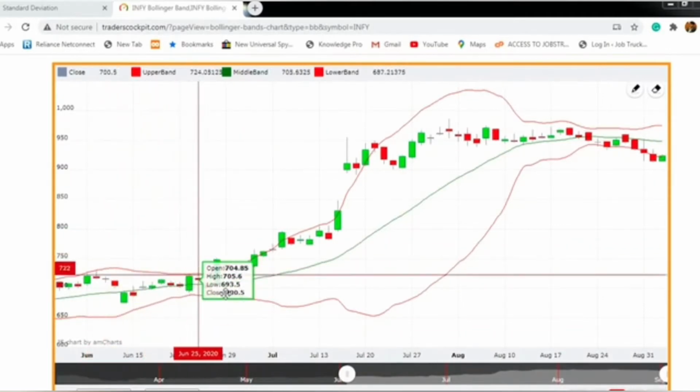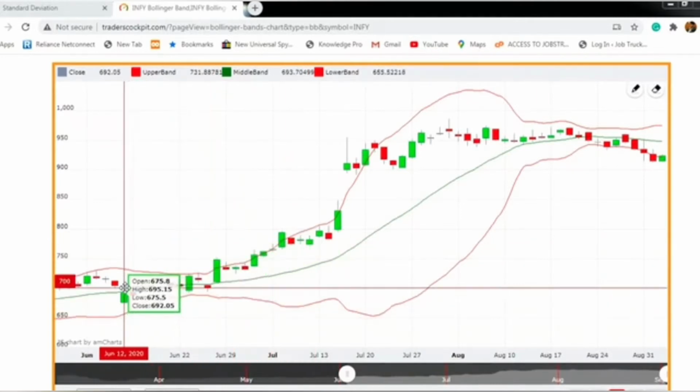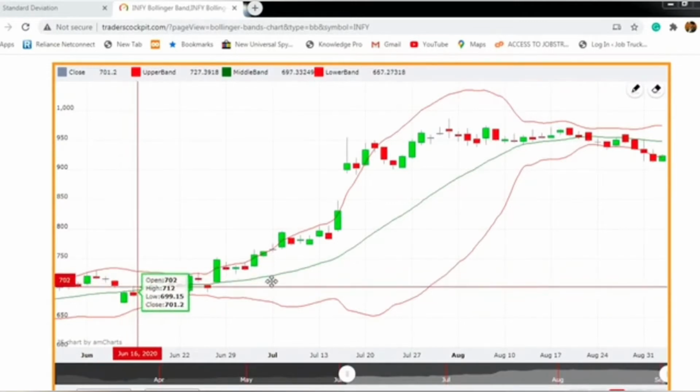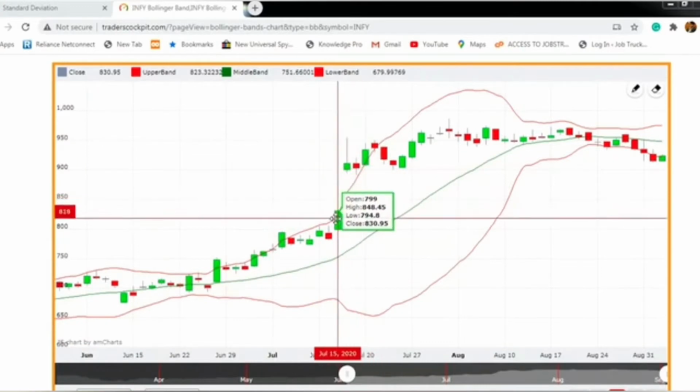This is good for technical analysis only. Technical data and all will be available very fast here. Compared to Moneycontrol, in the case of news, it is not that good. Here you can see a standard deviation chart.